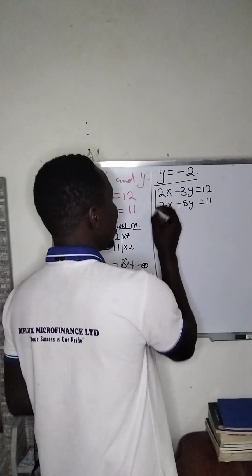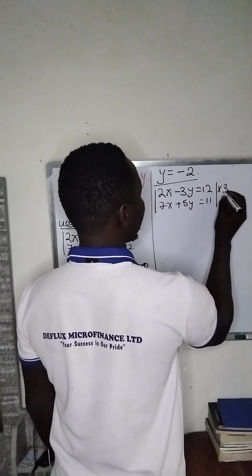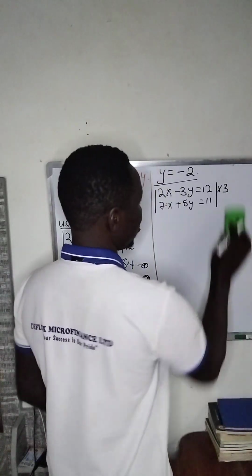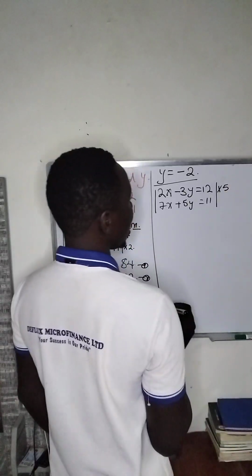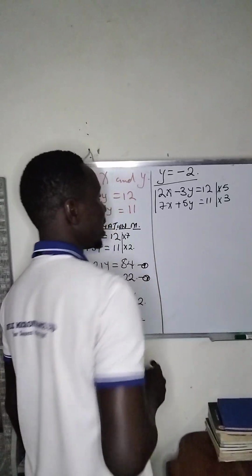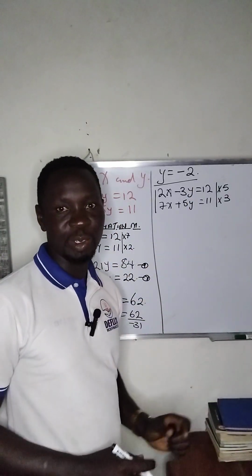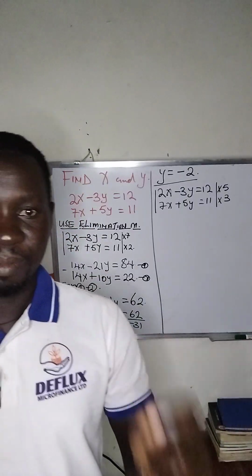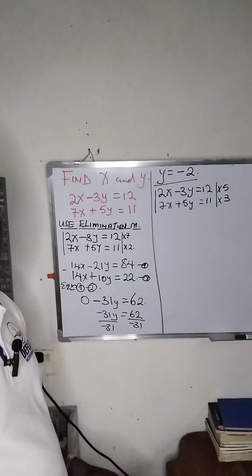What we do here, always we multiply up by a 3. No, this one will be a 5. Yes, let us multiply this one by a 5 and also multiply the lower one by a 3, such that the coefficient of y here will be the same and it will be eliminated. Okay, let us proceed.